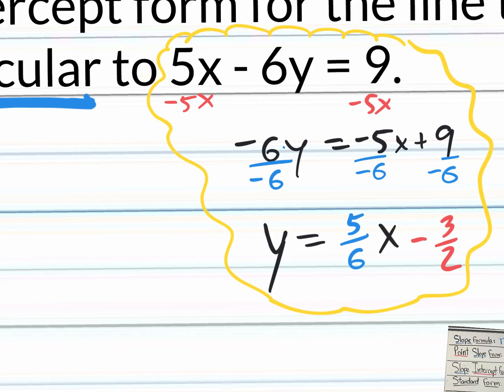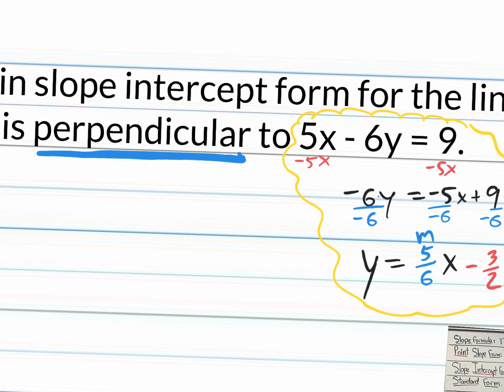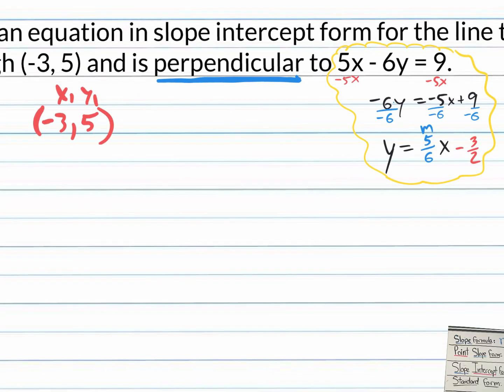Now, all I did was change the way this standard form looks. I changed the standard form to slope-intercept form. Why? So I could see my slope. Or not my slope, but the slope of that equation, okay? So what is the slope of that equation? It's 5/6. Our slope has to be perpendicular to that slope.